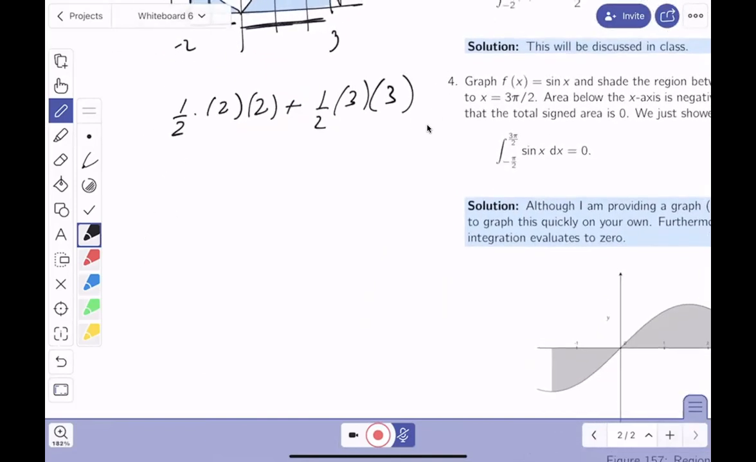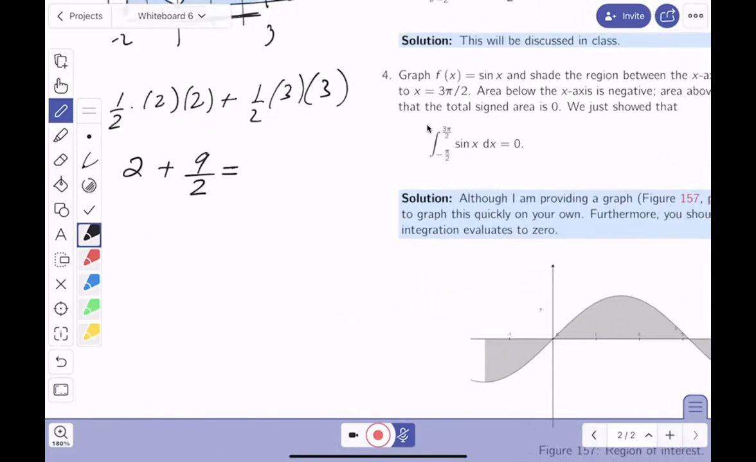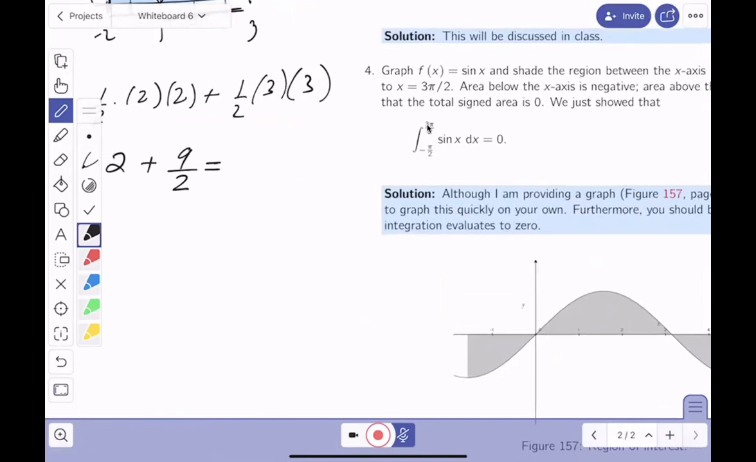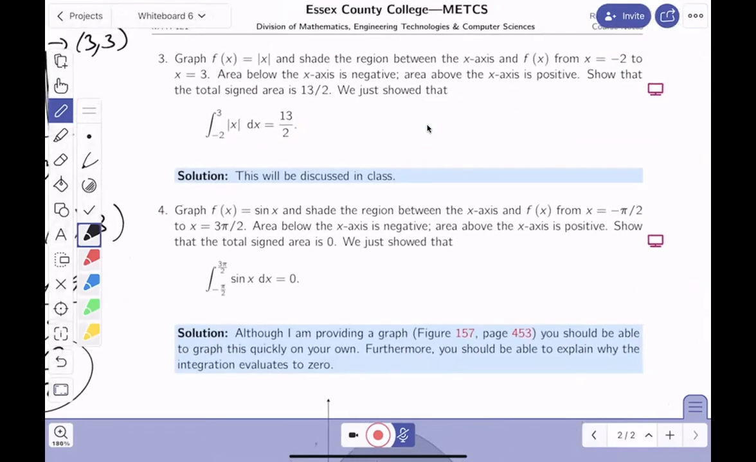These are triangle problems. What do you get over here? 2 plus 9/2. We'll look at the key later. And let's see, what's 2 plus 9/2? Well, I've got to get halves. That's 4 plus 9, which is 13/2. Yes, you're supposed to do that arithmetic without a calculator. Bingo, got it. Not bad.